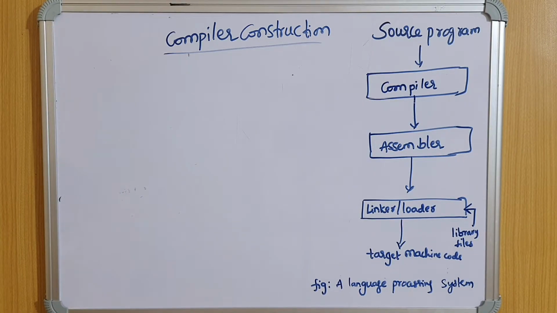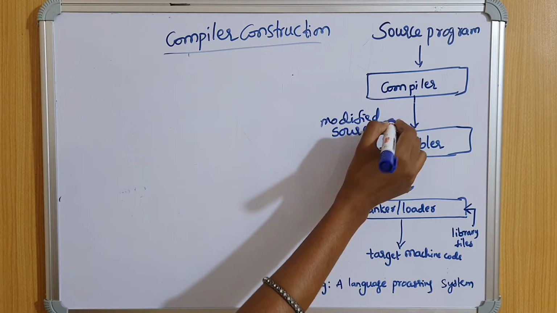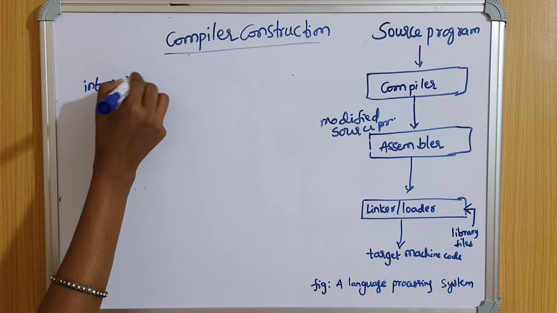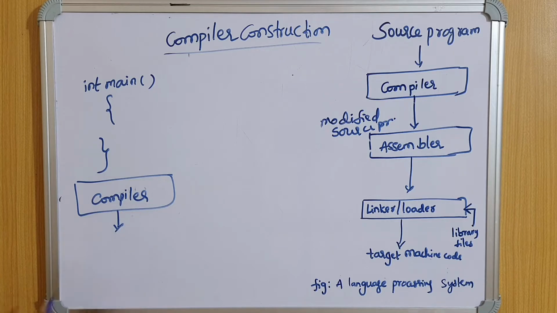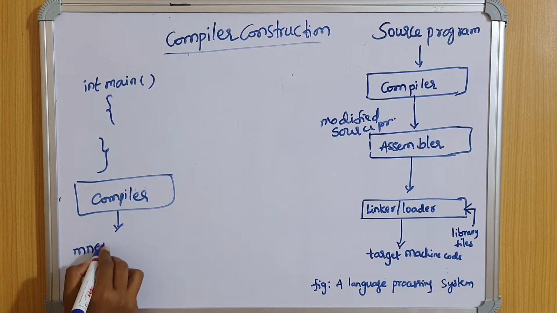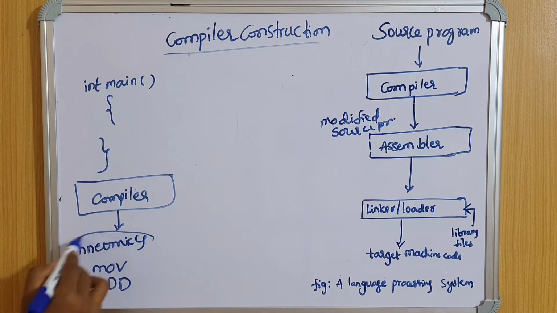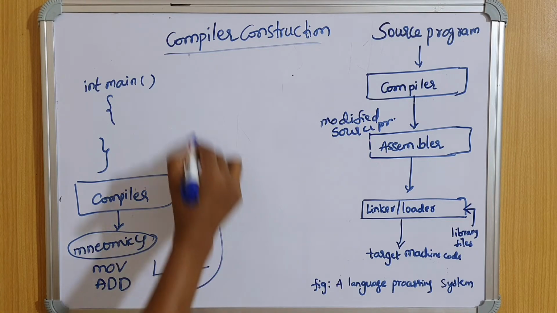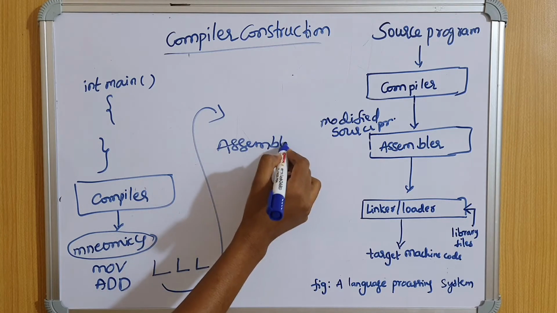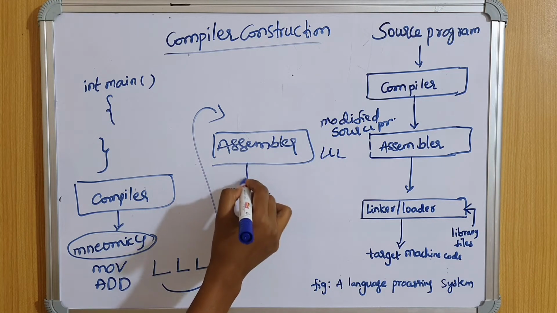Then what will happen? The source program, something like int main that you write, will enter into the compiler. Then it is translated into mnemonics. What are mnemonics? Suppose move, add, like that. That language we call mnemonics or low level language. Then this input will go to the assembler. What will the assembler do? The assembler will convert the low level language to machine level language.